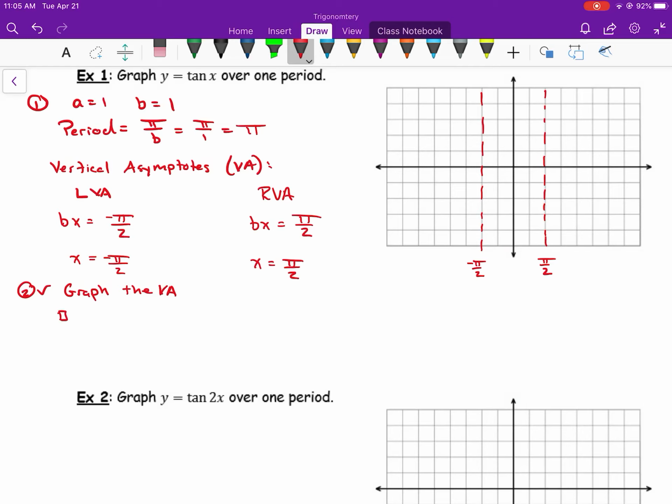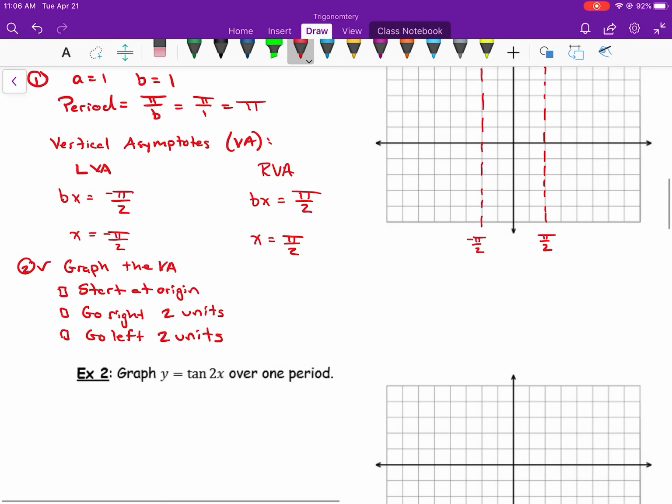Alright, so in words what we did, we start at the origin, and then we go right 2 units, and then we go left 2 units. That's how we do that. So our next part, we're going to chop these into equal parts.